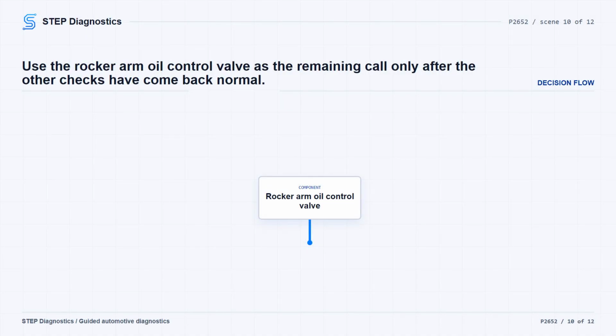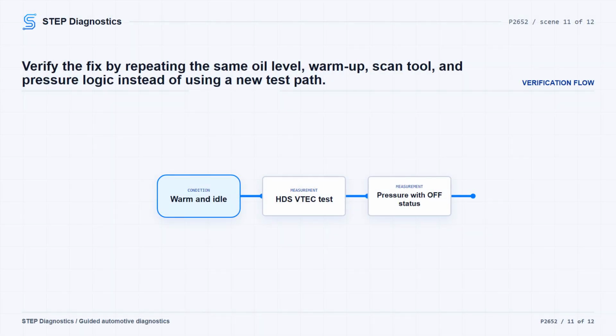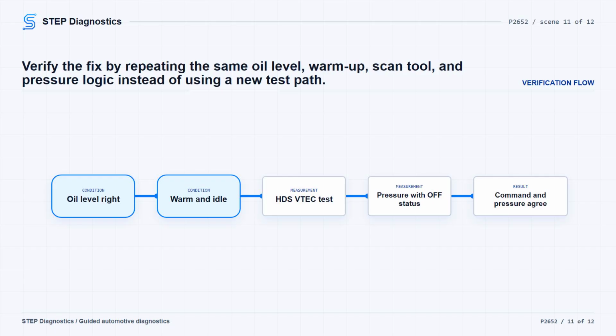For the rocker arm oil control valve inspection, use it as the remaining conclusion only after the other inspection items have shown normal. In other words, do not jump straight to the valve. Prove the oil level and pressure check first, use the HDS command and data to keep the test aligned, and then let the remaining result point you to the rocker arm oil control valve side. Keep verification separate from the component checks. After the fault area is corrected, go back through the same operating setup and confirmation logic so you know the pressure behavior and VTEC command state agree.